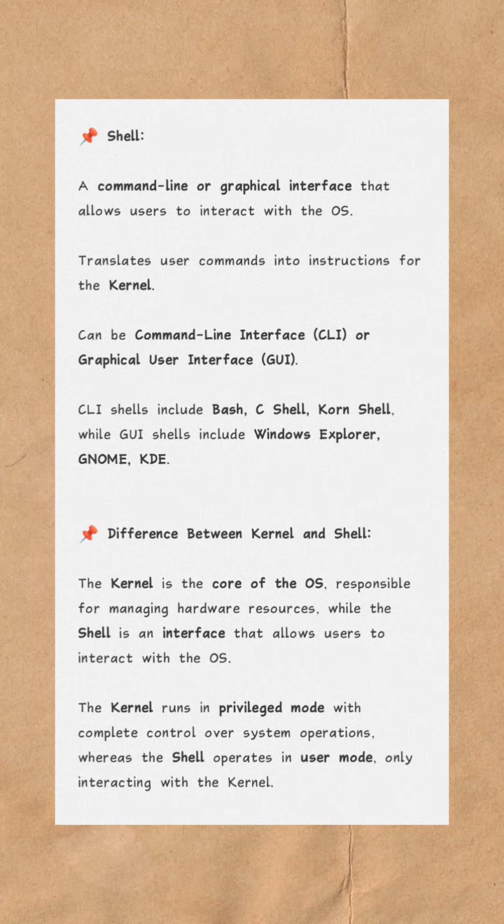Shell, a command line or graphical interface that allows users to interact with the OS, translates user commands into instructions for the kernel. Can be command line interface, CLI, or graphical user interface, GUI. CLI shells include Bash, C Shell, Korn Shell, while GUI shells include Windows Explorer, GNOME, KDE.